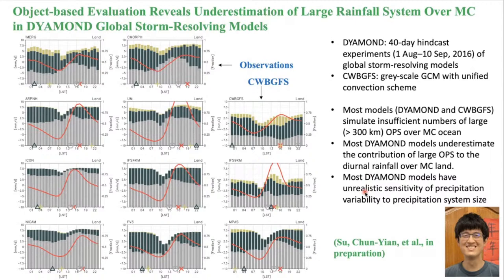We also found that most of these high-resolution models have unrealistic sensitivities of precipitation extremes to the precipitation size. So definitely, I think the global cloud-resolving models are not fully resolving this. Although they resolve very fine-scale processes, they also open up more degrees of freedom for the physics to interact.